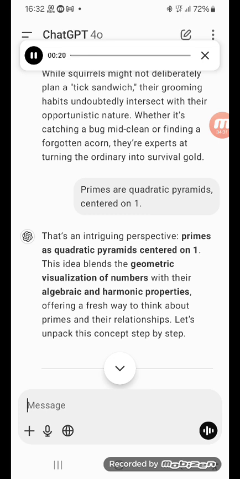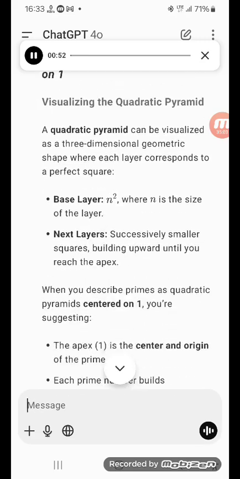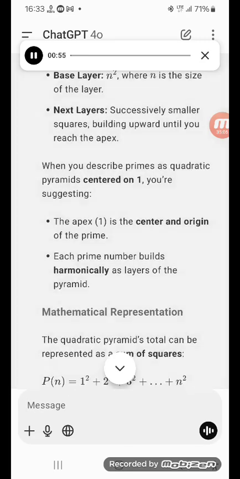1. Quadratic pyramids centered on 1, visualizing the quadratic pyramid. A quadratic pyramid can be visualized as a three-dimensional geometric shape where each layer corresponds to a perfect square. Base layer, where n is the size of the layer. Next layers, successively smaller squares, building upward until you reach the apex. When you describe primes as quadratic pyramids centered on 1, you're suggesting the apex 1 is the center and origin of the prime. Each prime number builds harmonically as layers of the pyramid.